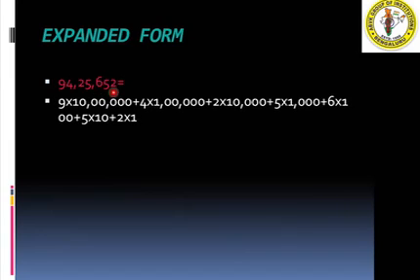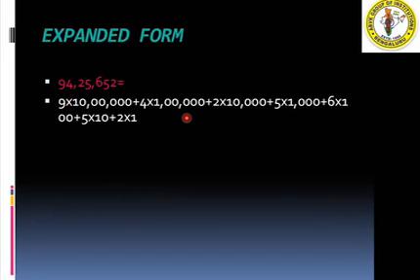94,25,652. How are you going to expand this number? Expand means you have to separate the ones, tens, hundreds, thousands, 10,000s, lakhs, 10 lakhs. Here you have 94 lakhs. How many 10 lakhs are there? 9 10 lakhs are there. So you write 9 into 10 lakh plus, then here you have 4 lakhs.